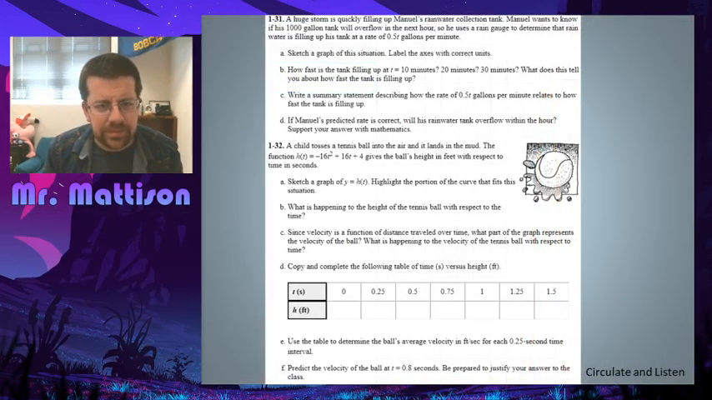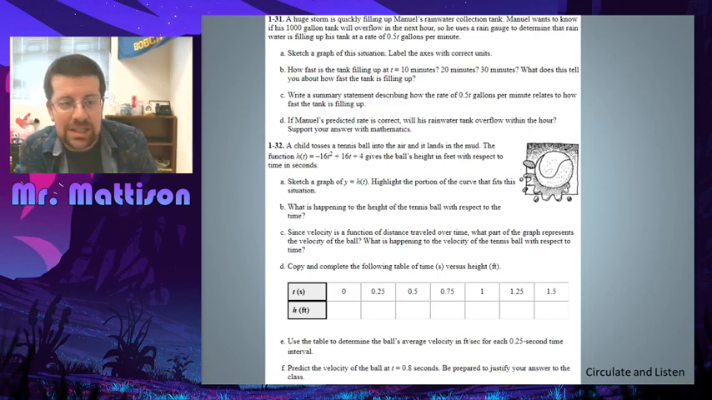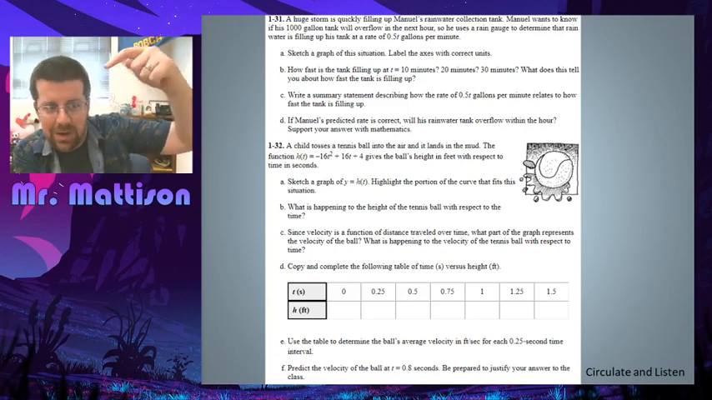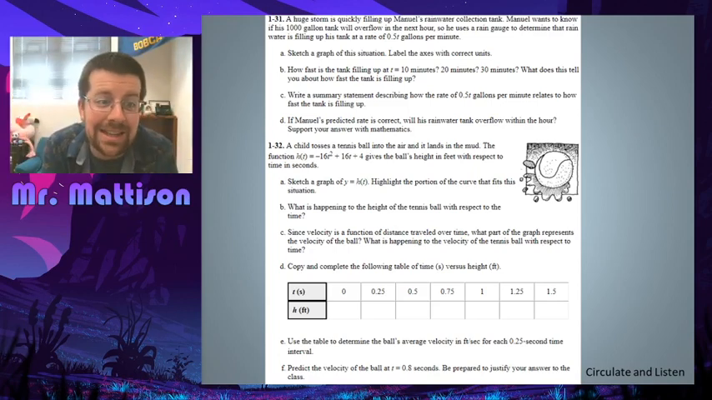All right, so back over to this. What is happening to the velocity of the tennis ball with respect to time? It's going to be decreasing as we go up towards that peak, but once we're at the peak, it'll start to actually increase again, but just now in a negative direction as it goes down towards the ground, where it then instantaneously or almost instantaneously stops.